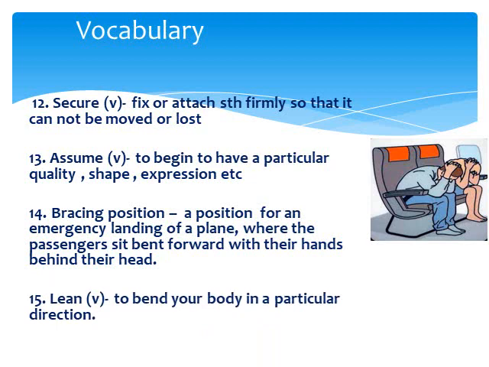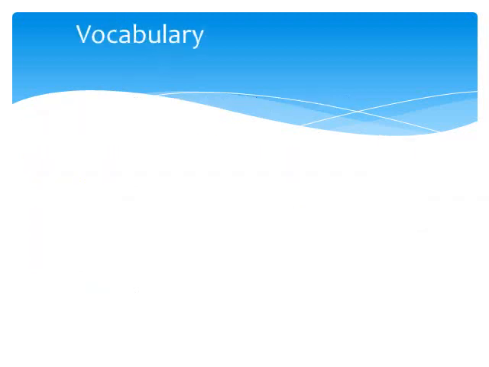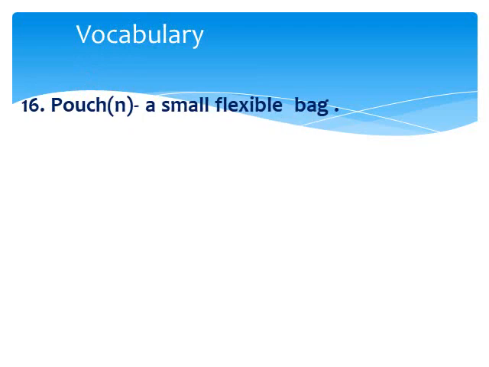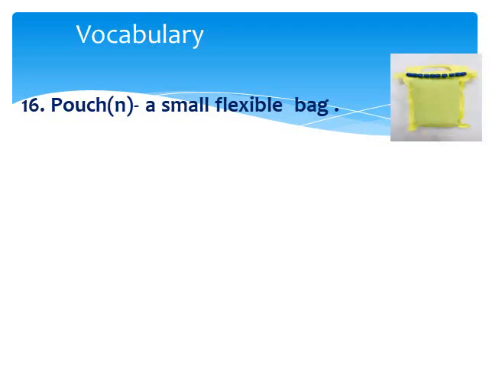Number 15, lean. Lean is a verb word. It means to bend your body in a particular direction. যে বডিকে কোনো একটা পার্টিকুলার ডিরেকশনের দিকে ঝুঁকে নেওয়া, that means lean. More word meanings. Number 16, pouch. It's a noun word. It means a small flexible bag. Look, this is a pouch in the picture.